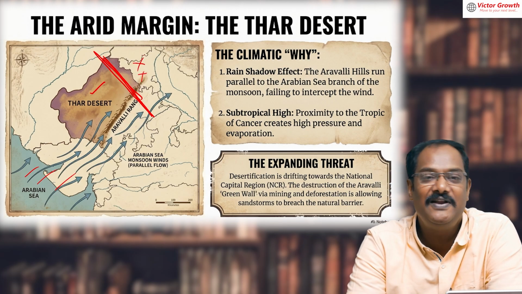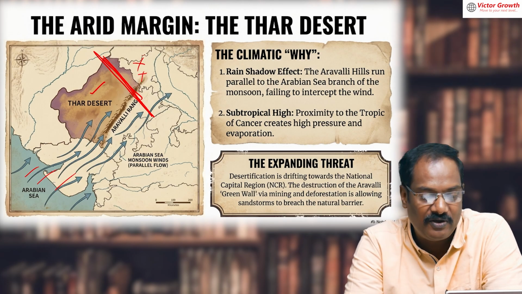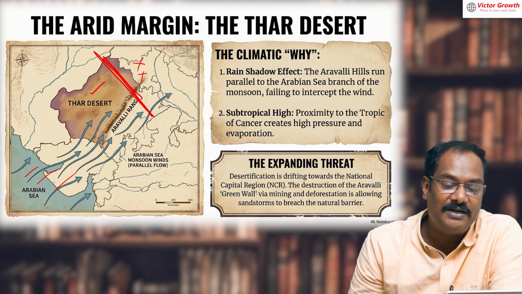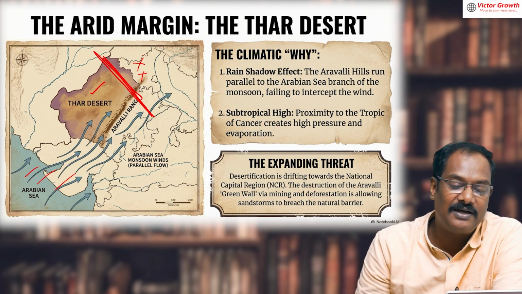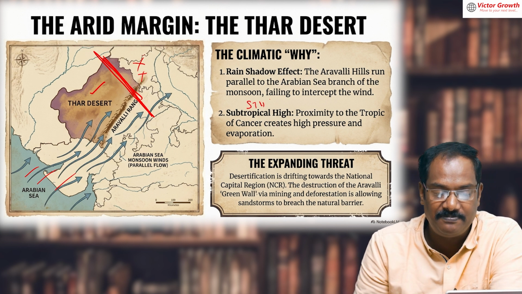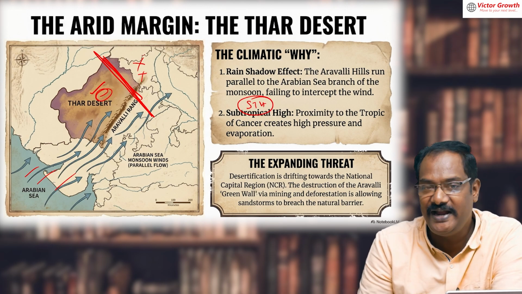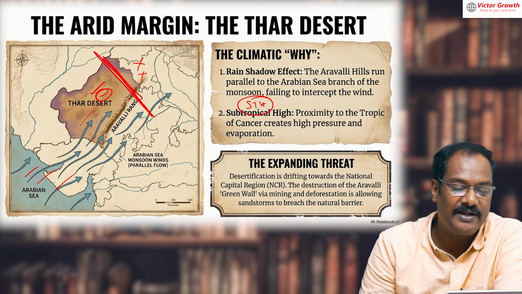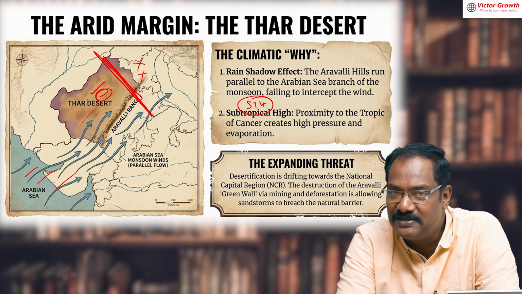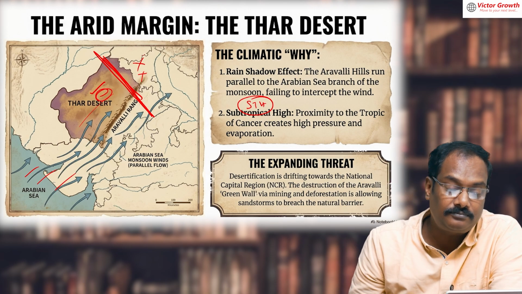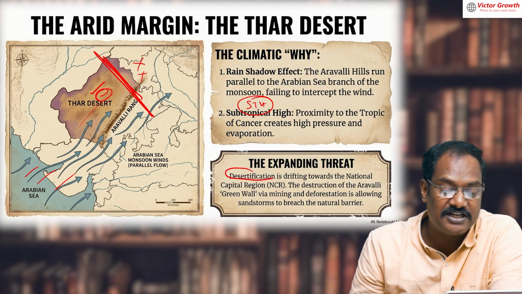So Aravalli could not stop the monsoon wind because it is parallel to the incoming Arabian branch of the monsoon. Okay, that is one thing. The second one is that the subtropical high pressure belt is also located here. You can see. So thereby the monsoon fails here. There is no mountain here. So the monsoon is failing. That is the main reason why the Thar is a desert. Okay, and there is desertification expansion.